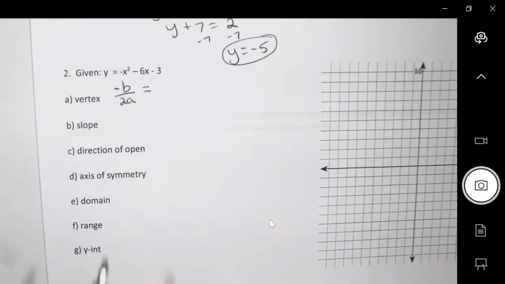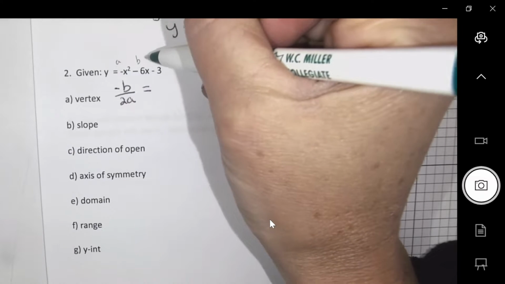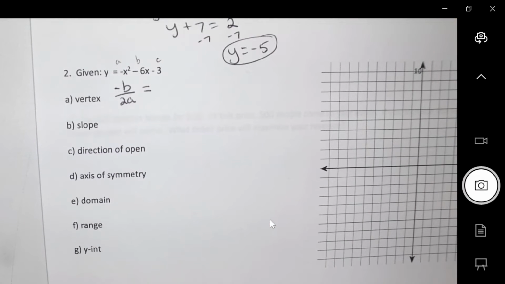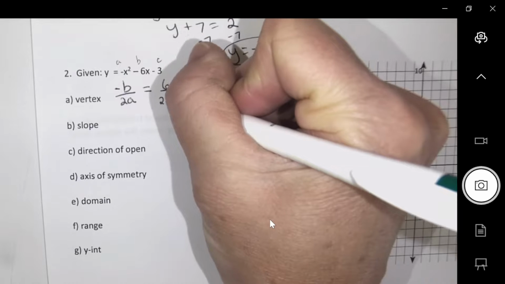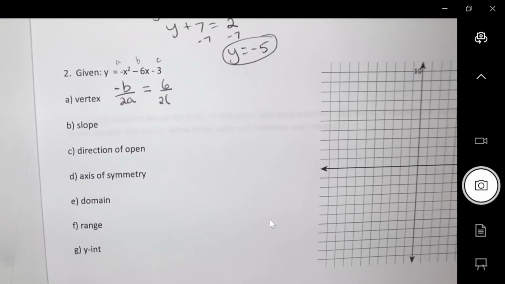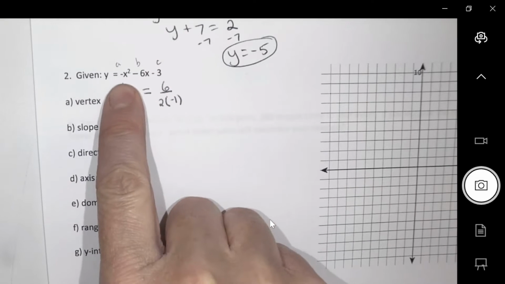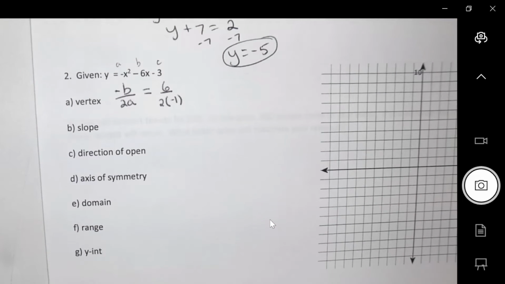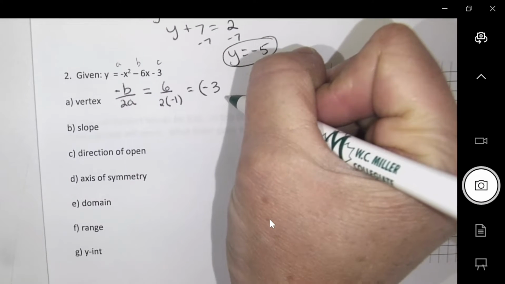What do I replace negative b with? Do you remember which one's the a, the b, and the c? A, b, and c. So what's the opposite of -6? 6. 2 times, what do I replace a with? -1. -1 x squared. So that is -3.